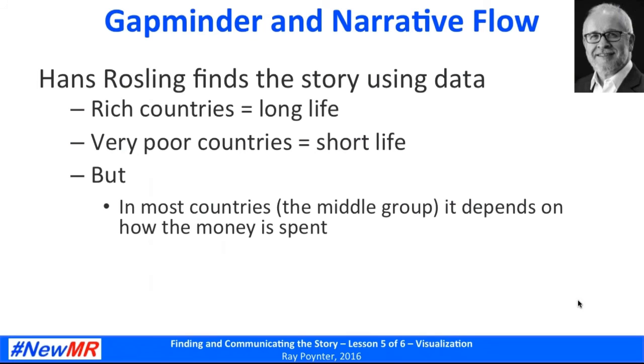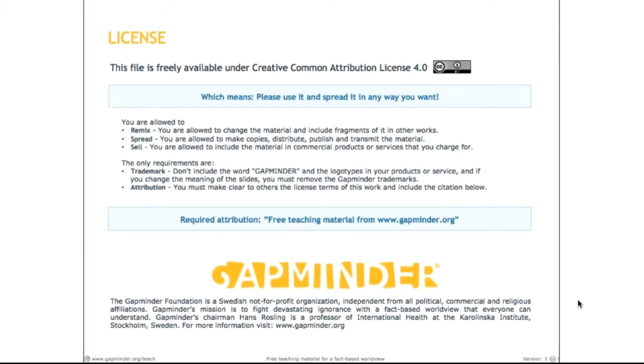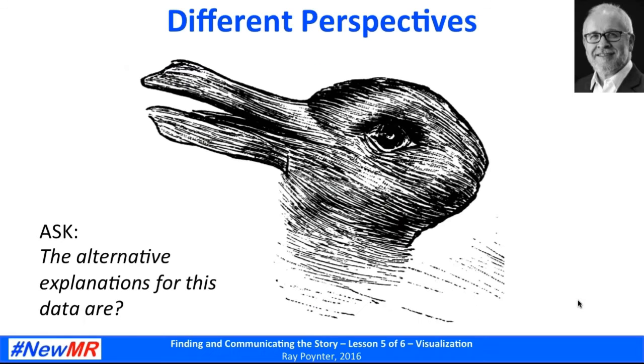Hans Rosling found the story using data. Rich countries, long life. Very poor countries, short life. But in most countries, the middle group, it depends on how the money is spent. And he then uses charts to tell the story. But the story is not the charts. The charts are just a device. He picks a subset of the hundreds of charts he looked at in order to tell that coherent story. This is all about the Gapminder and the site. This is in the deck for your reference.